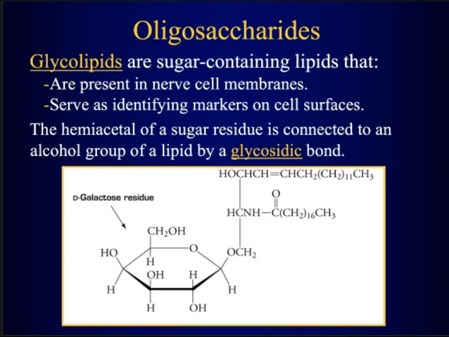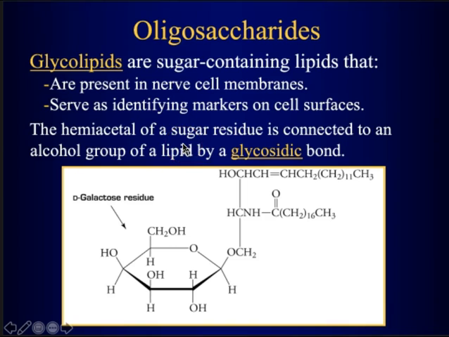Another type of oligosaccharide we can look at are glycolipids. So these are sugar-containing lipids, so sugar-containing fats that are going to be present on nerve cell membranes and actually are present on most cell membranes to be able to provide stability, and they serve as identifying markers on cells. So they help cells identify each other. So that's great for our immune responses because they can identify whether a cell should be there or not.